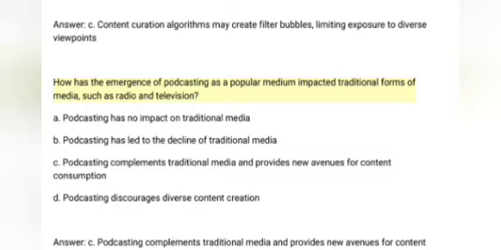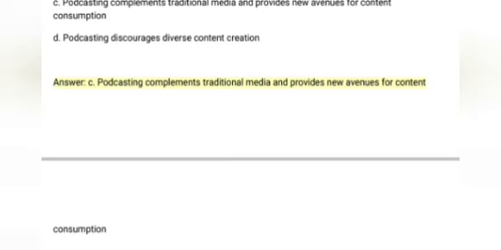How has the emergence of podcasting as a popular medium impacted traditional forms of media, such as radio and television? A. Podcasting has no impact on traditional media. B. Podcasting has led to the decline of traditional media. C. Podcasting complements traditional media and provides new avenues for content consumption. D. Podcasting discourages diverse content creation. Answer. C. Podcasting complements traditional media and provides new avenues for content consumption.